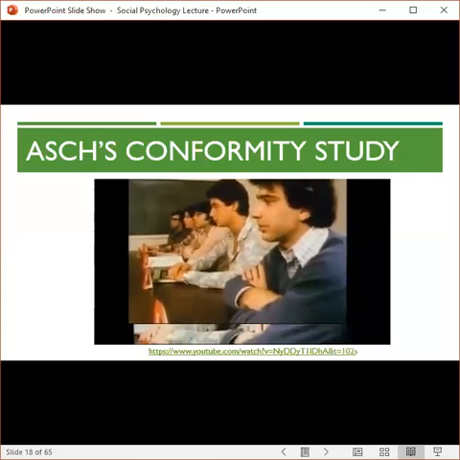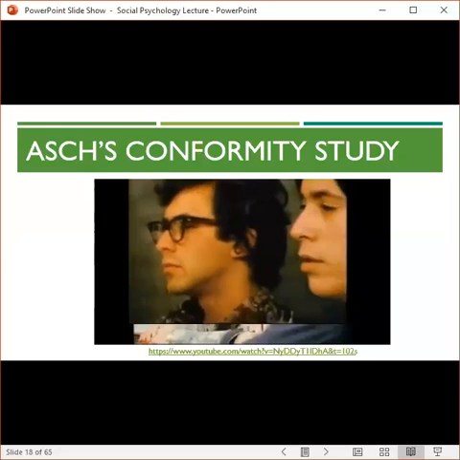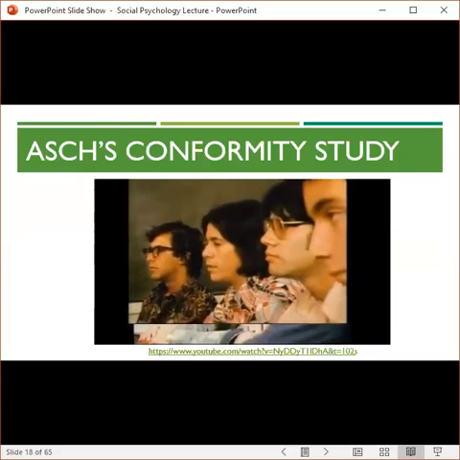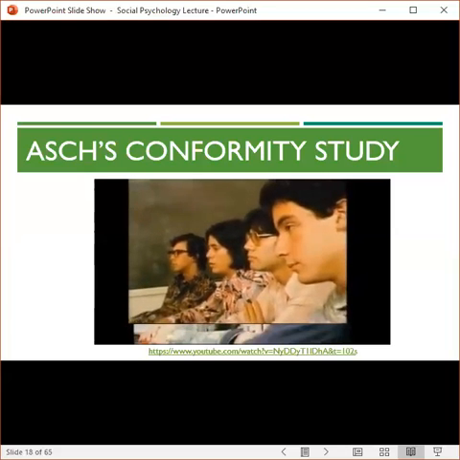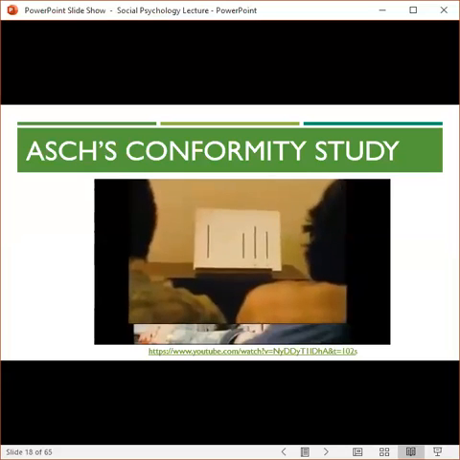In the previous experiment, the naive subject stood alone against the group. In this variation, Ash gave the naive subject a partner, here seated in the third position, who also gives the correct response.